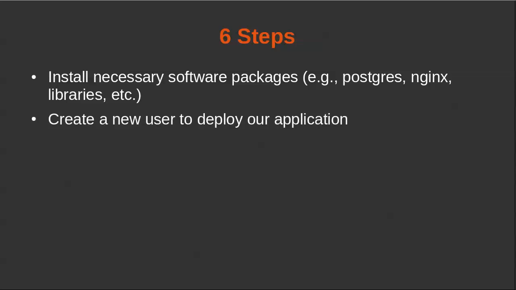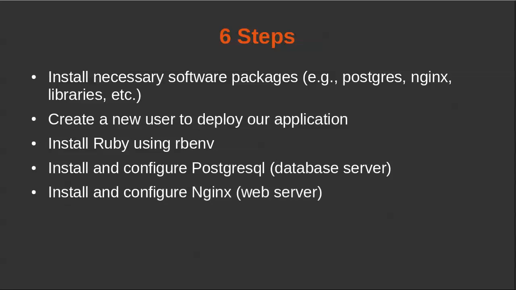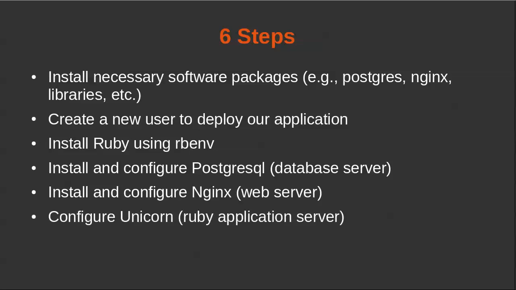Next, we're going to create a new user to deploy our application to. So generally, you want to have a separate user for each application you run on your server. Next, we want to install Ruby, and for that, we're going to be using rbenv. We're going to install and configure PostgresQL. Again, that's our database server. We're going to install and configure nginx, which is our web server. And lastly, we're going to configure Unicorn, which is our Ruby application server.